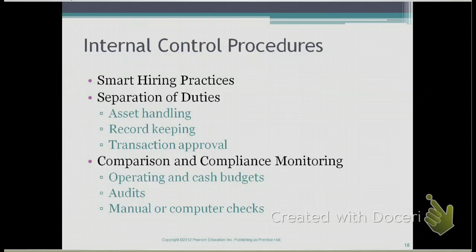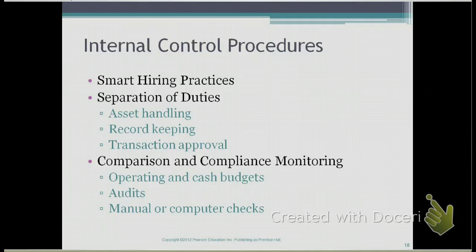The second procedure that companies have in place is called separation of duties. Sometimes it's also called segregation of duties. This is where you make sure that one person does not do all the transactions, does not handle the transaction from the beginning to its end. In a company, asset handling, record keeping, and transaction approval should be separated. It should be 3 different areas or 3 different people who need to do these 3 duties.